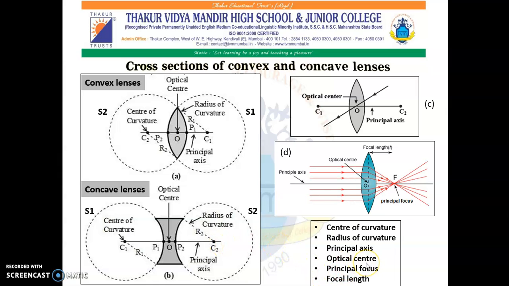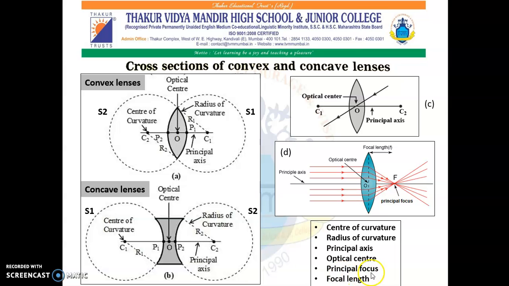Next is optical center. The point inside a lens on the principal axis through which the light rays pass without changing their path is called the optical center of the lens. This point O in both convex and the concave lens is called the optical center. Here you can see in figure C that when a light ray is passing through the point O, the direction of the light ray is not changing. So this point is called the optical center through which the light ray passes without changing its path.